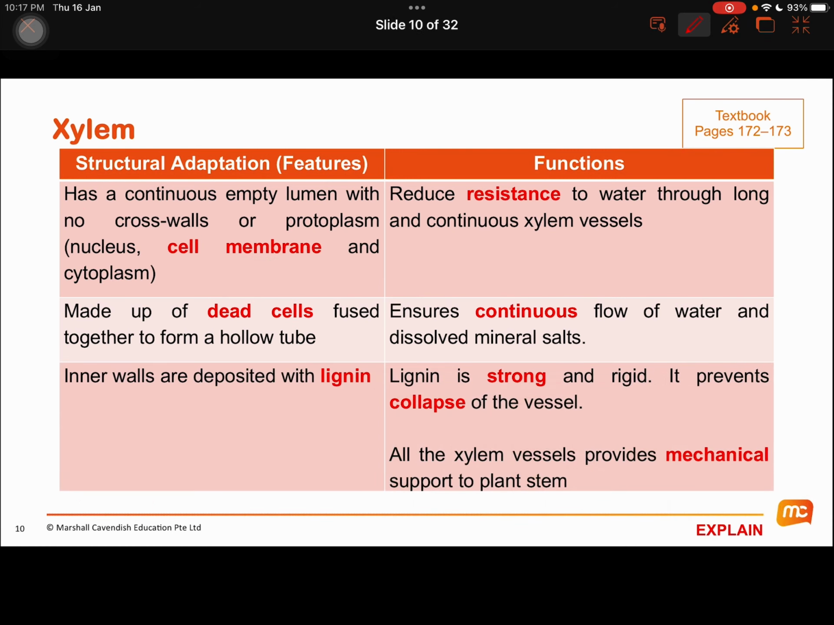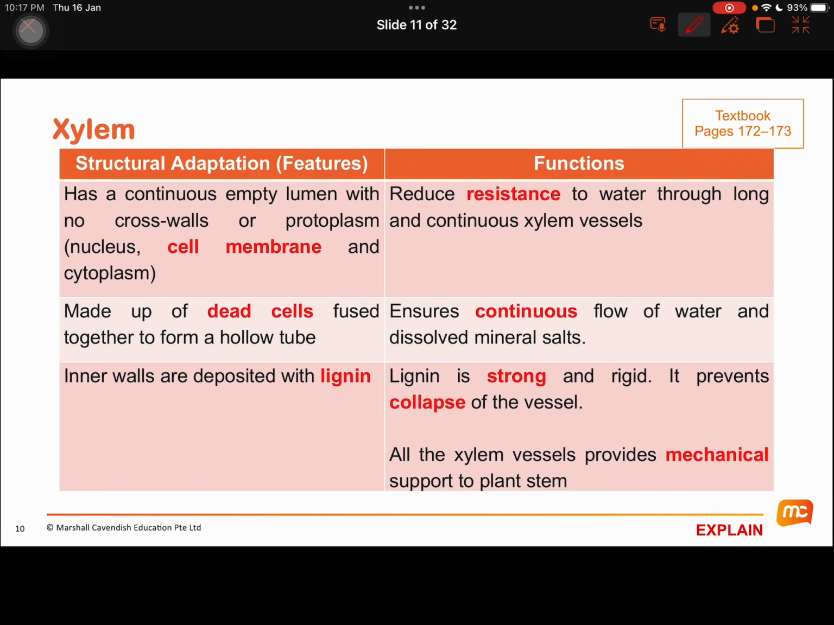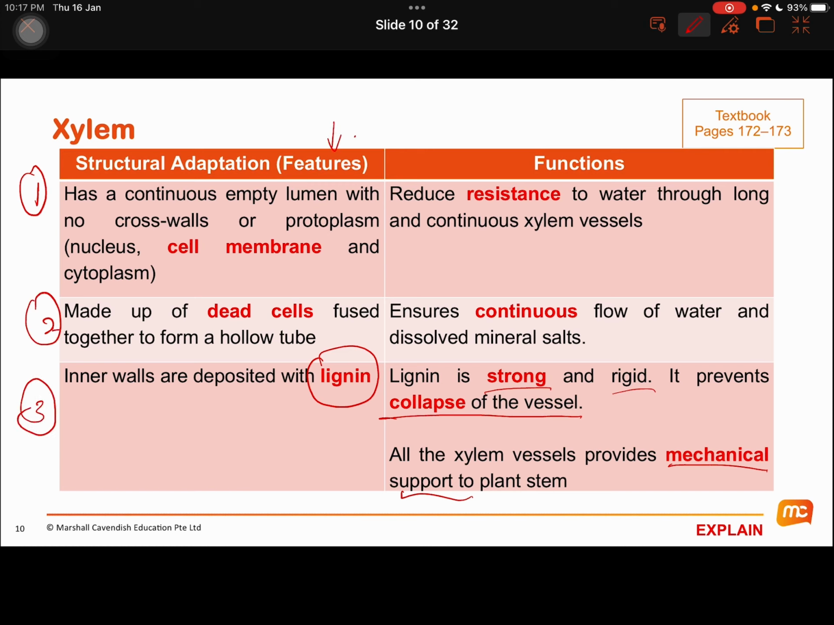And the third point over here, as I mentioned in the previous part of this video, lignin. Lignin is a very strong and rigid substance, so the vessel will not collapse inwards as it provides mechanical support. So these are the three different structural features that the xylem has, to help it carry out its function more effectively.